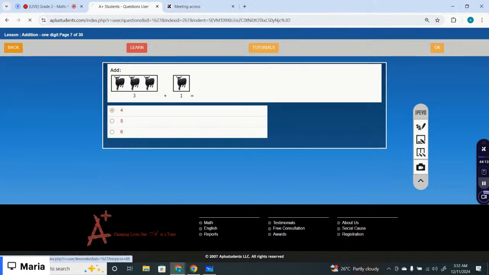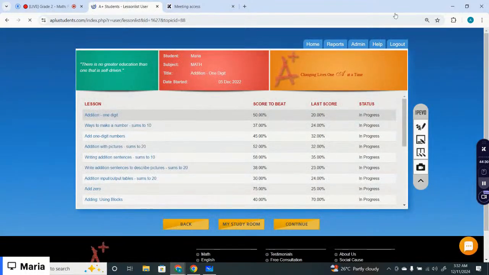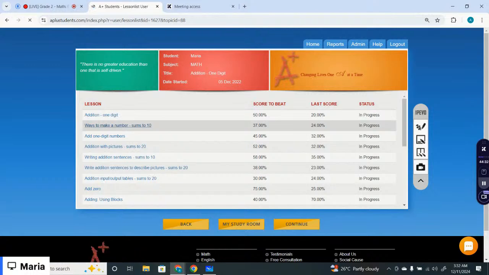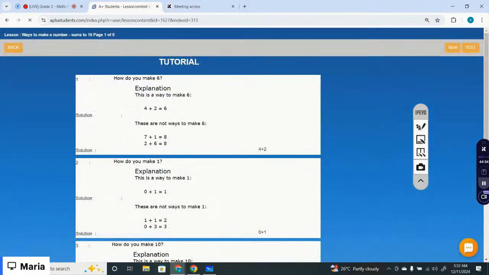Okay, you can complete the lesson by yourself later today. Let me just move on to the next lesson. And the next lesson is ways to make a number sums to 10. Let's just start with the next lesson.